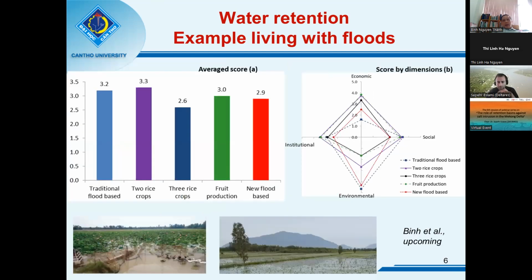Another living with flood approach, like no flood base, for example lotus or rice, and the same. If we compare the resilience, the 3 rice crop is very low compared to the other. And in this case, we may also think that this is another approach for water retention.